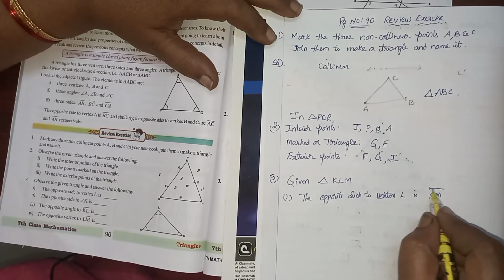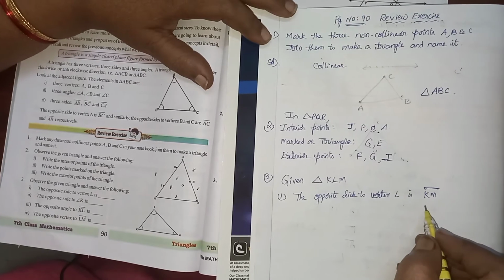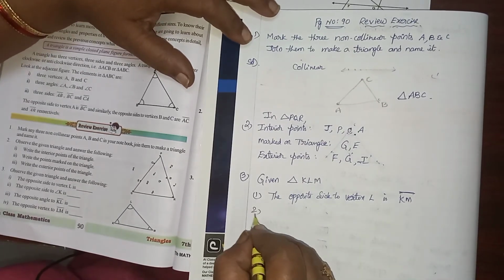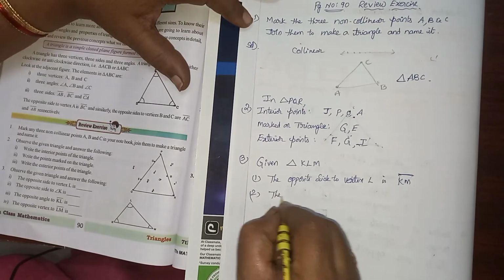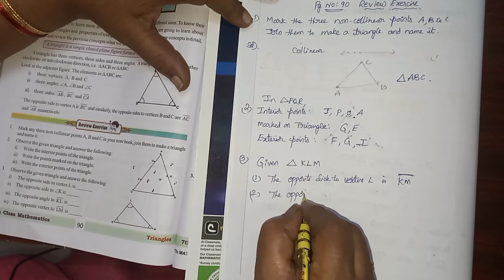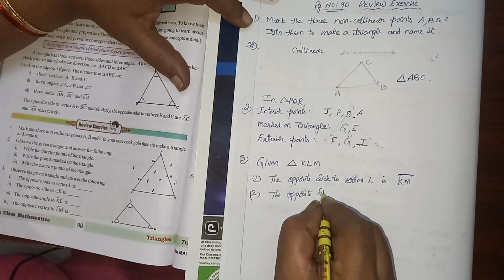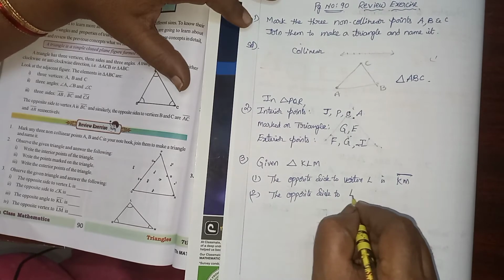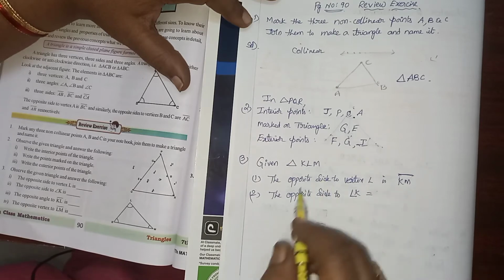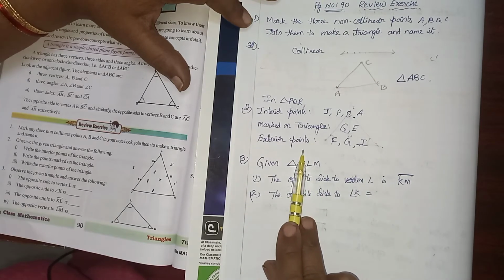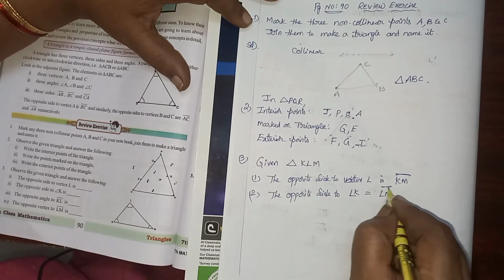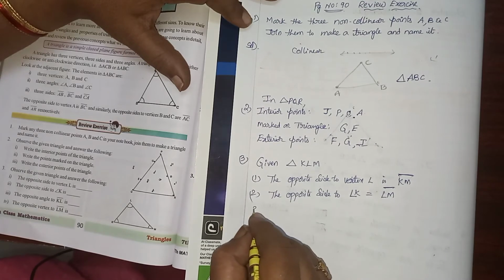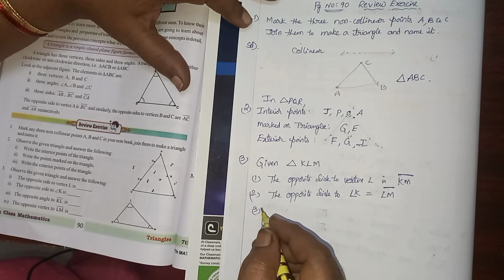Side means you can draw a line segment. Line segment KM. Okay, second one. The opposite side to angle K. Close the angle K letter. What are the remaining letters? L and M. Line segment LM.